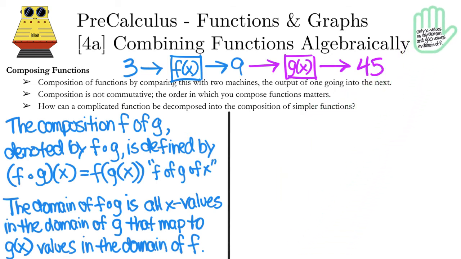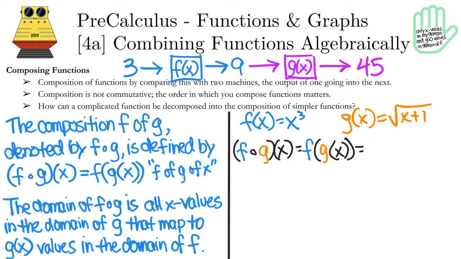Okay, let's do an example with the same two functions, f of x equals x cubed and g of x equals the square root of x plus 1. (f o g)(x) is equal to f of g of x, same wording, different notation, which is equal to the square root of x plus 1, quantity cubed. Notice that g of x, root x plus 1, is on the inside of the composition, and x cubed is on the outside.